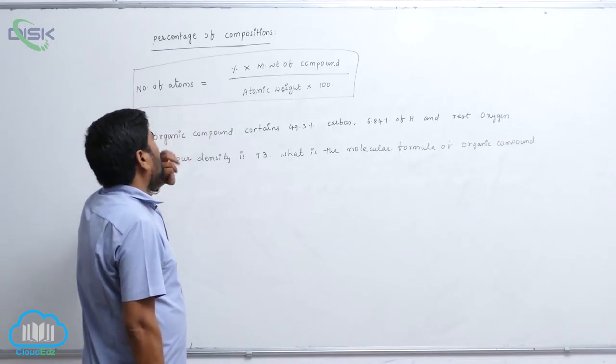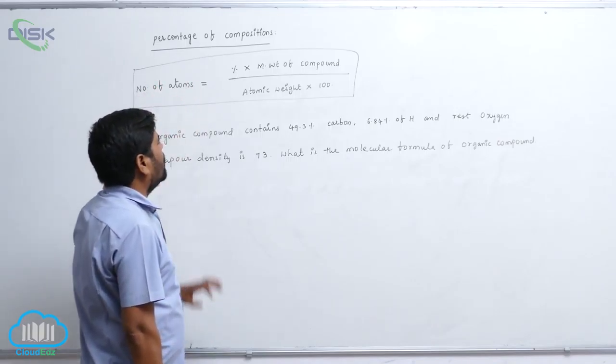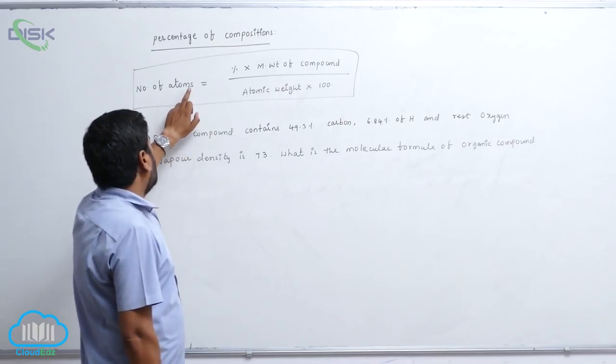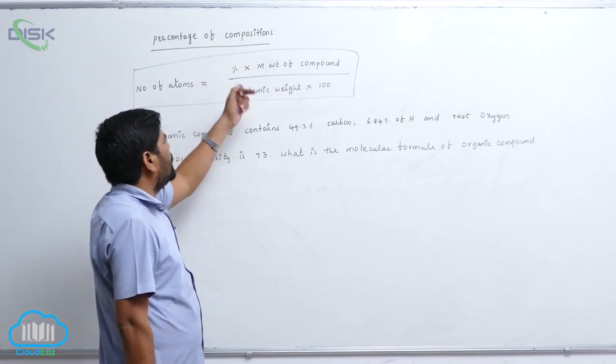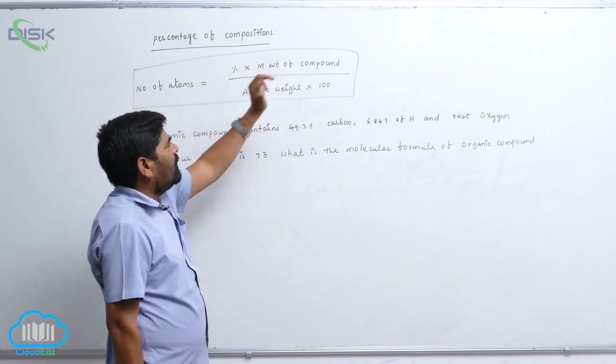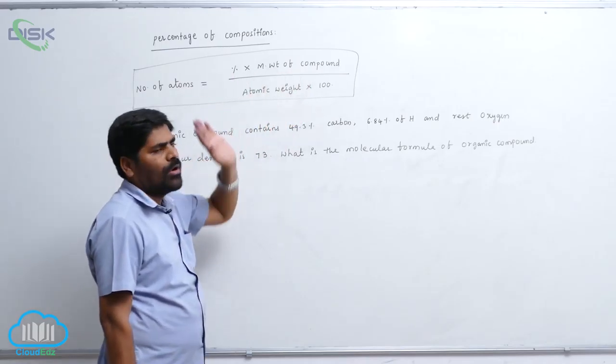Number of atoms are calculated by using this particular formula. Number of atoms equals percentage into molecular weight of a compound by atomic weight into 100.